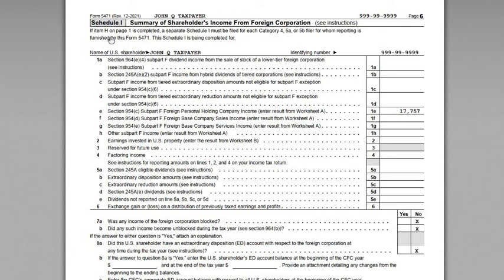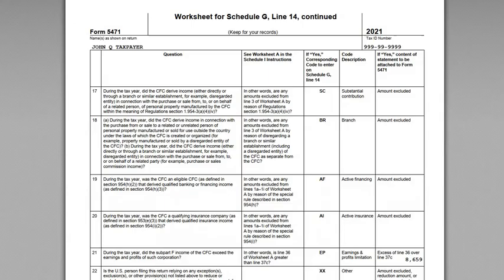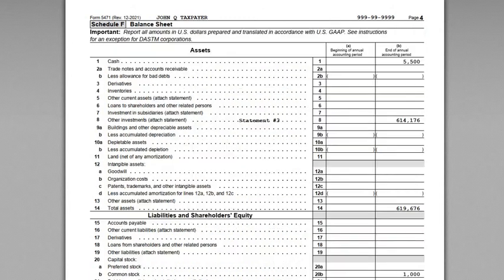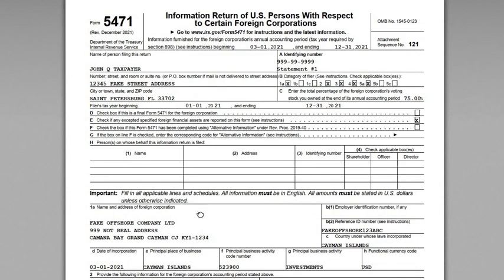to the U.S. shareholder filing the return. Now notice at the top it says if item H on page 1 is completed, you need to include a separate Schedule I for each Cat 4, 5A, or 5B filer for whom reporting is being completed. In this case, we're only filing one Schedule I, for John, taxpayer, who's the U.S. person filing this return. But if we jump up to page 1, I'll show you what they mean and why it would be relevant.